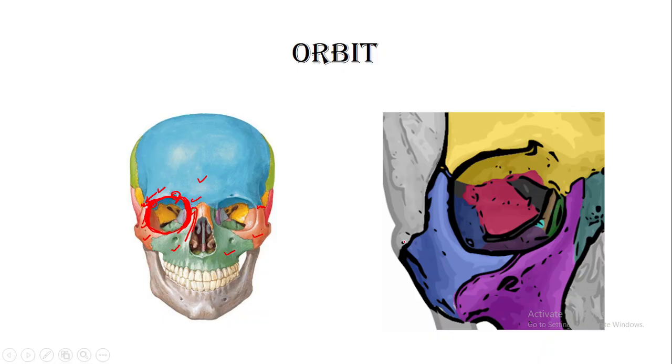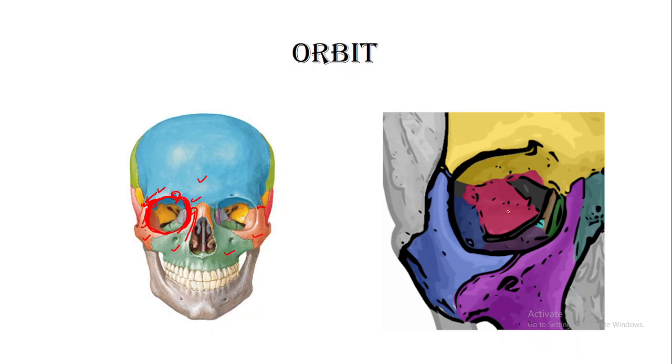Then coming to the walls of the orbit. This is only the margins of the orbit, the outer layer of the orbit, which is formed above by frontal bone. Downwardly, the lower margin is formed by maxilla and zygomatic bone. The medial margin is formed by maxilla and frontal bone, and the lateral margin is formed by zygomatic and frontal bone. Now, coming to the whole structure of the orbit, the walls of the orbit.